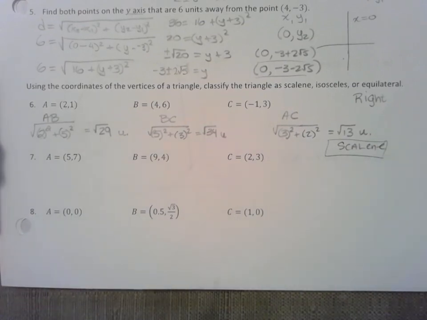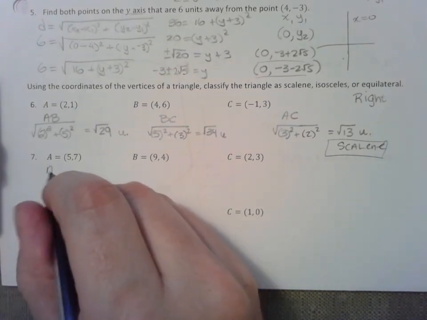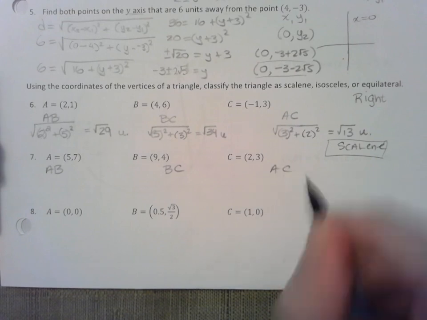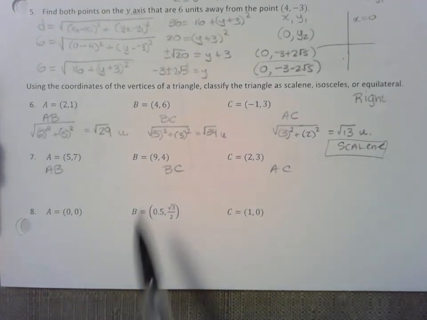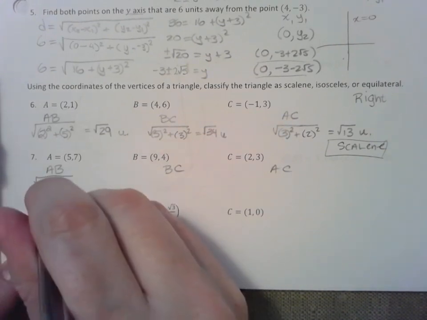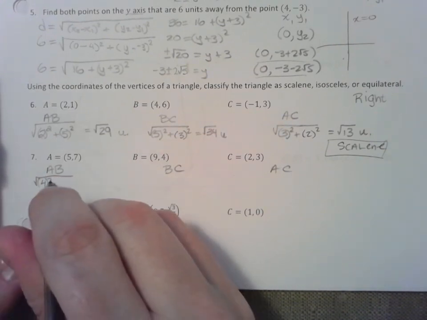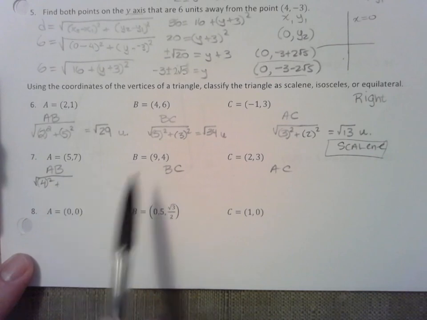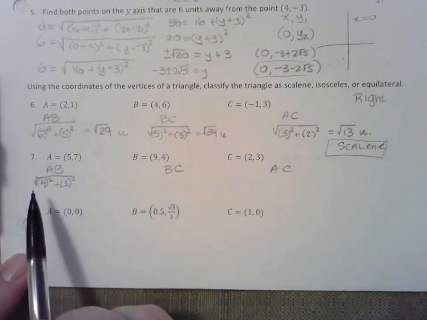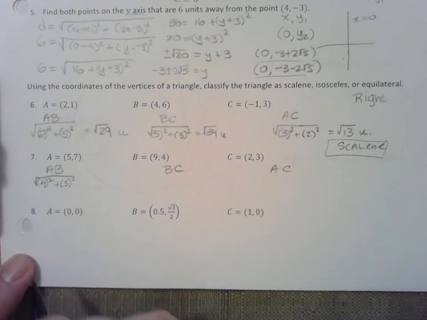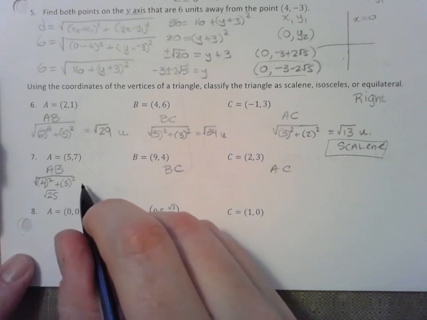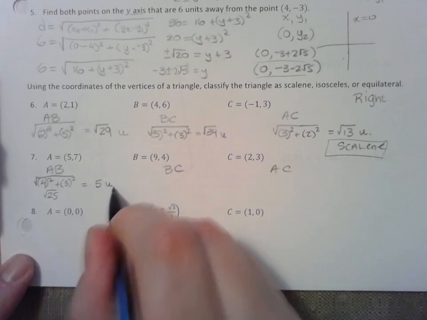Moving on to our next exercise. Again, we're going to find the distance of AB, BC, and AC. From A to B is a difference of 4 units, so the horizontal leg is 4 units long. The vertical leg from 7 to 4 is a difference of 3 units. 4 squared is 16 plus 3 squared is 9. 9 and 16 make 25. The square root of 25 simplifies to 5 units.